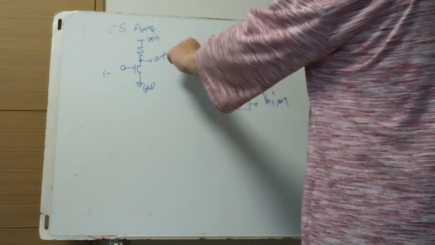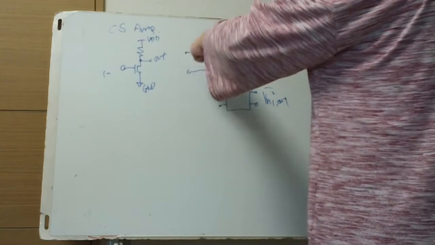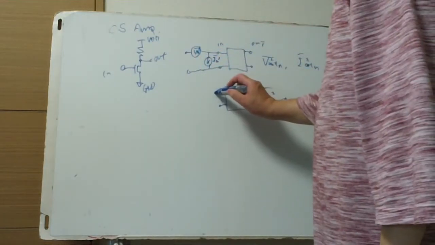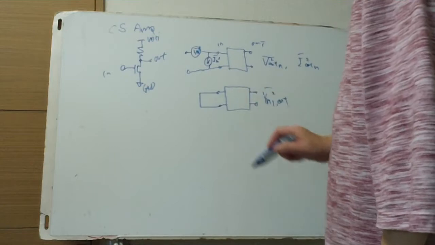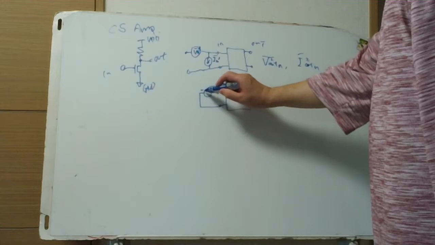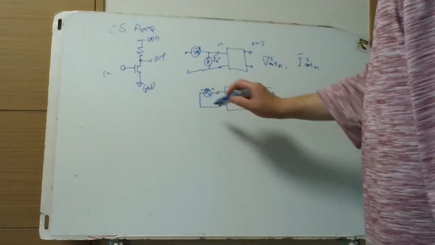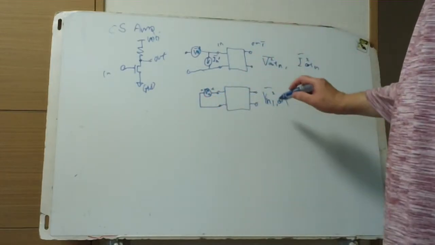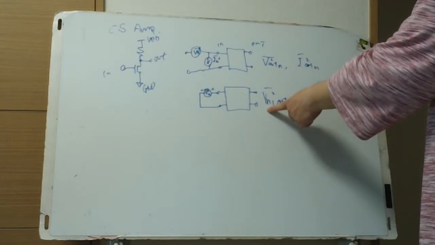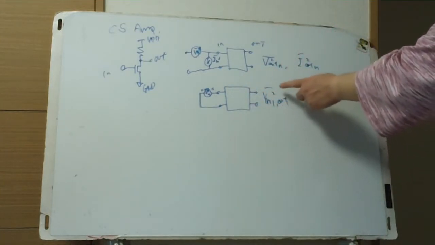This is short. When it's short, the current is looping the noise sources, and only voltage appears: noise voltage, only noise voltage. Only noise voltage must be considered in input shorted cases. This noise voltage is amplified and appears at the output, so we say V sub N1 out squared bar.